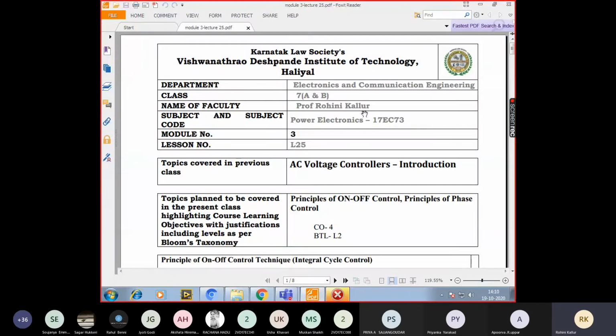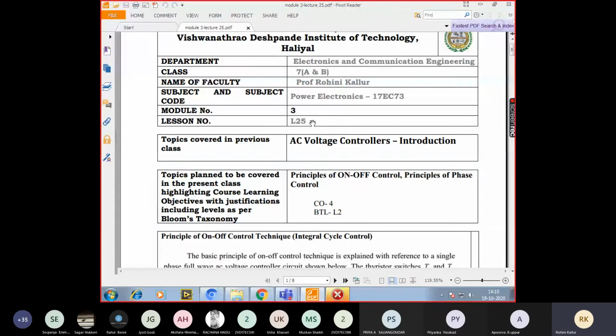So this is your lecture number 25, where we are dealing with module number 3. In the last class we have seen what are called AC voltage controllers. So an AC voltage controller is a circuit which converts an AC to an AC signal. That means an uncontrollable AC to a controllable AC signal. What is the output of your AC VC or AC voltage controller?